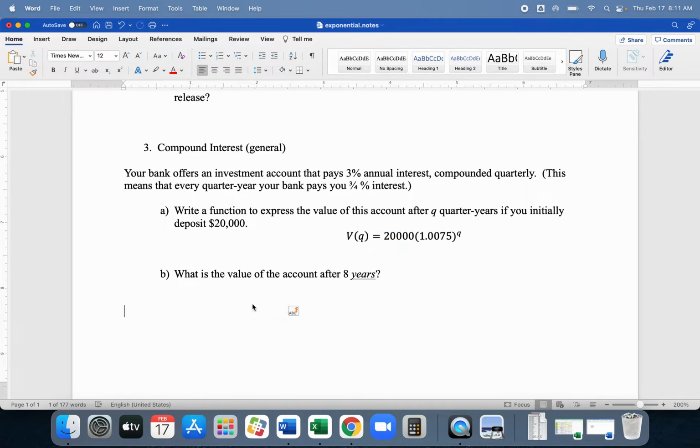The important part is to think about what the value is and how I compute that. Well, how many quarters have gone by in 8 years? There's 4 per year for 8 years, so that's 32 quarters. And if I evaluate that, I'd find the value of my account that earns a little bit of interest every quarter after that long.